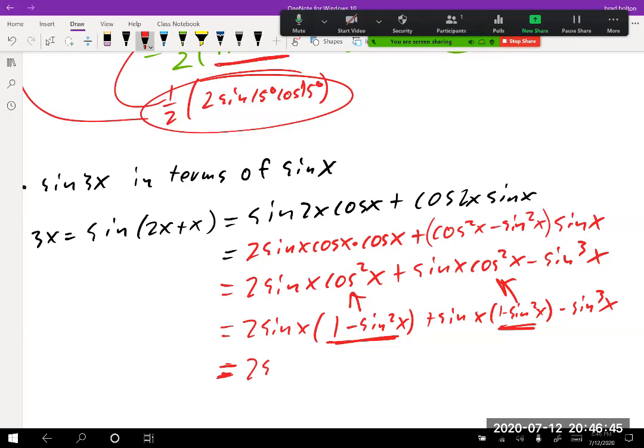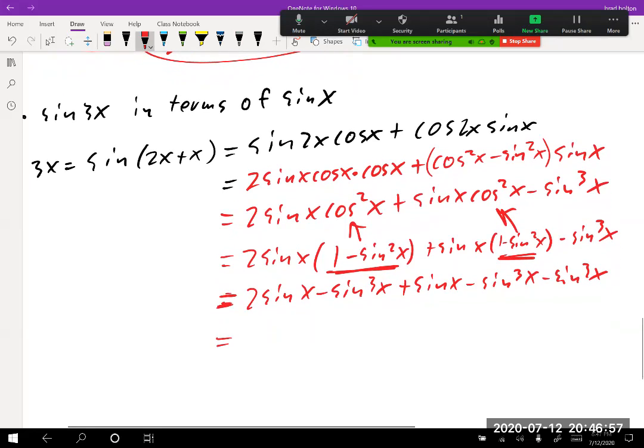So now this will be 2 sine x when I distribute, minus sine cubed x, plus sine x minus sine cubed x minus sine cubed x. So let's see here. We have 3 sine x minus 3 sine cubed x, it looks like. Wait, let me see here. Do I have, oh.